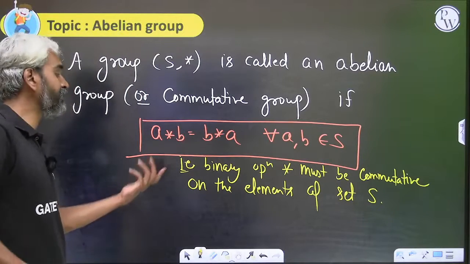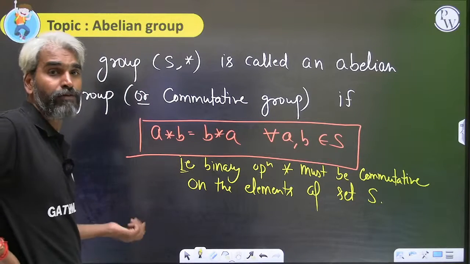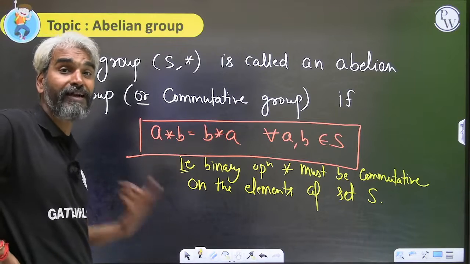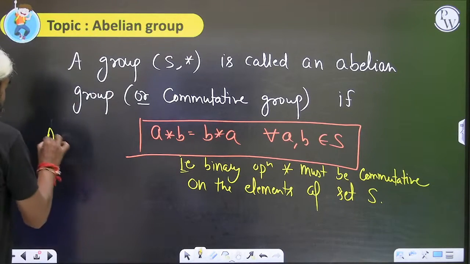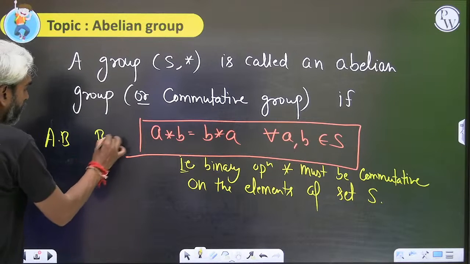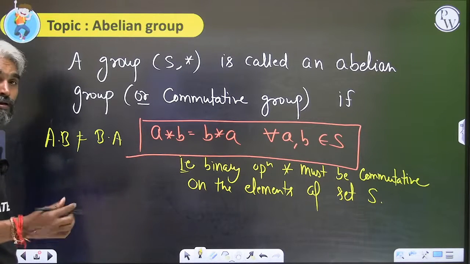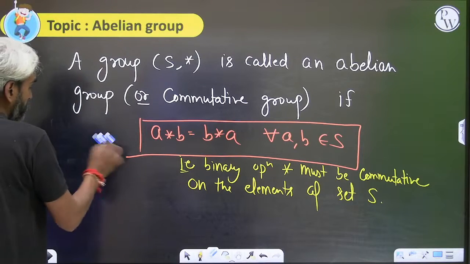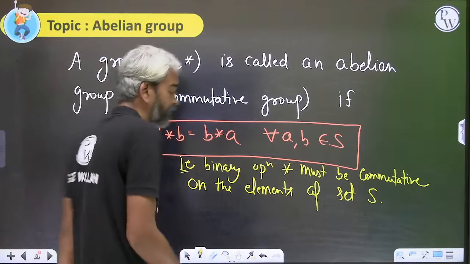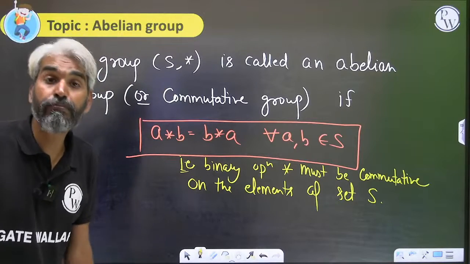Clear? So if you multiply two real numbers, then it will be commutative, but multiplication of two matrices is not commutative, because if A dot B exists, then we know that B dot A will also exist, but they need not be equal. That is, the multiplication of matrices need not be commutative.